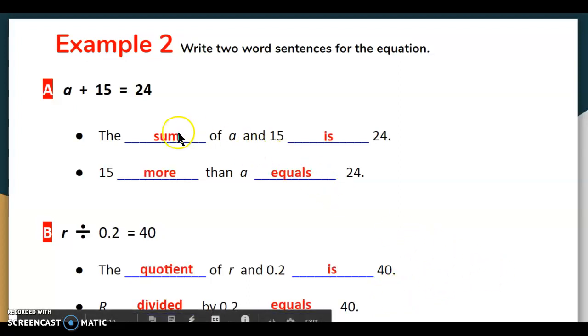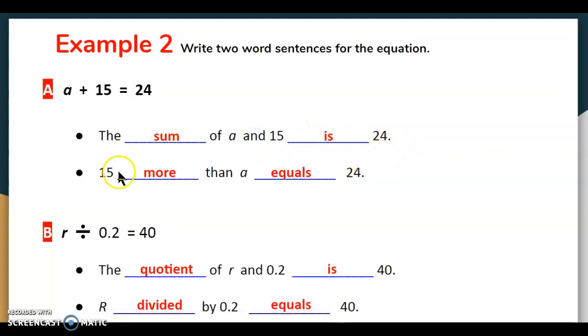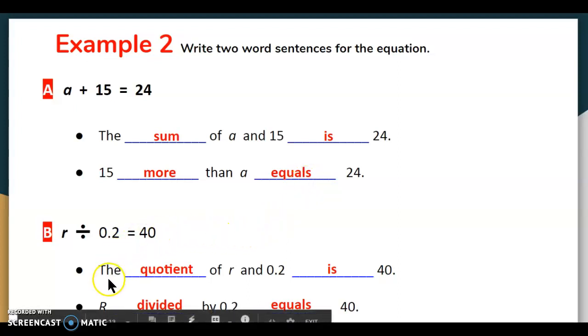So I'm hoping we all got the sum of A and 15 is 24. 15 more than A equals 24. You could change is and equals. That would be okay. And then for B, the quotient of R and 0 and 2/10 is 40. And then R divided by 0 and 2/10 equals 40. Again, is and equals, you can flip-flop if you'd like.